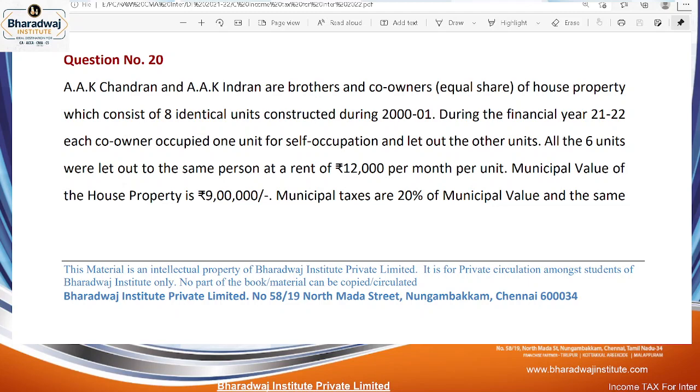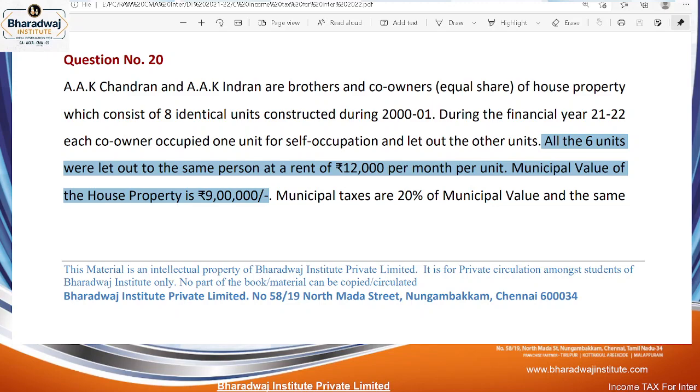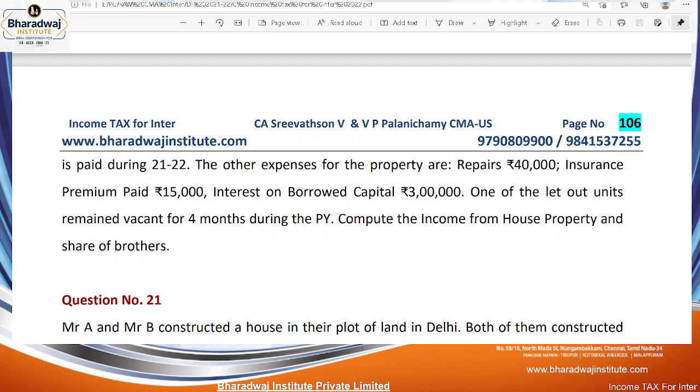Chandran and Indran are brothers, co-owners with equal share of the property, 8 identical units constructed during 2000-2001. For the current financial year, each co-owner occupied one unit as self-occupied property, which means out of 8 units, 2 units are self-occupied and the remaining 6 units are let out at 12,000 per month per unit. Municipal value of the entire house, all 8 units, is 9 lakhs. Municipal tax is 20% of the municipal value, and the same has been paid.